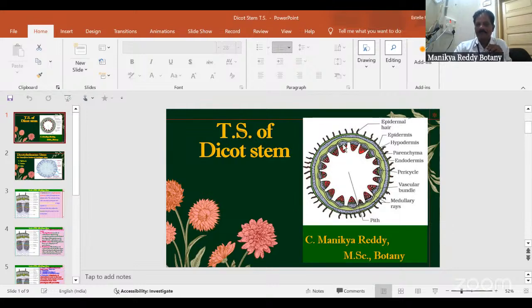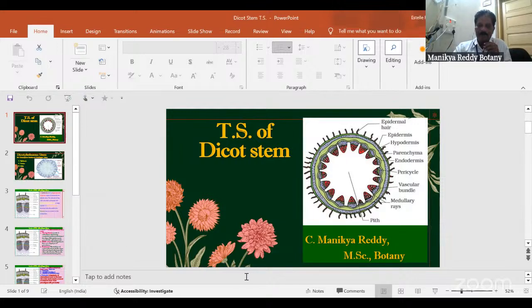This type of stele is called eustele. Eu means true. E-U-S-T-E-L-E, eustele. Eustele is a true stele. What is eustele? Eustele is a type of stele in which a limited number of vascular bundles are arranged in a circle. That is called eustele.